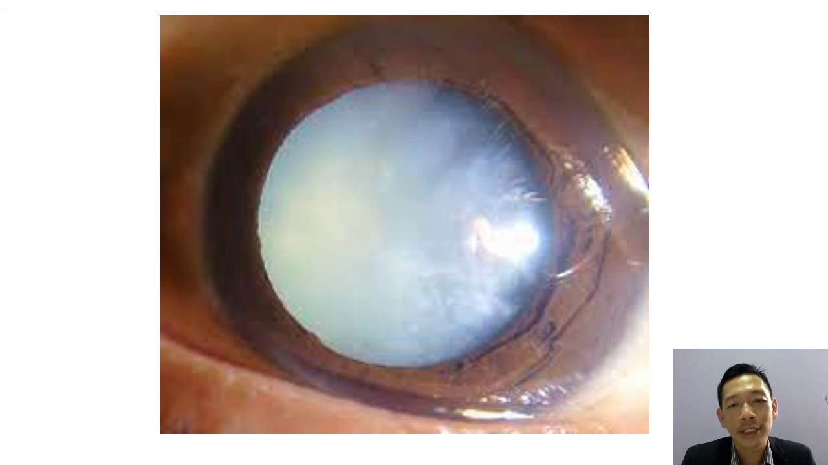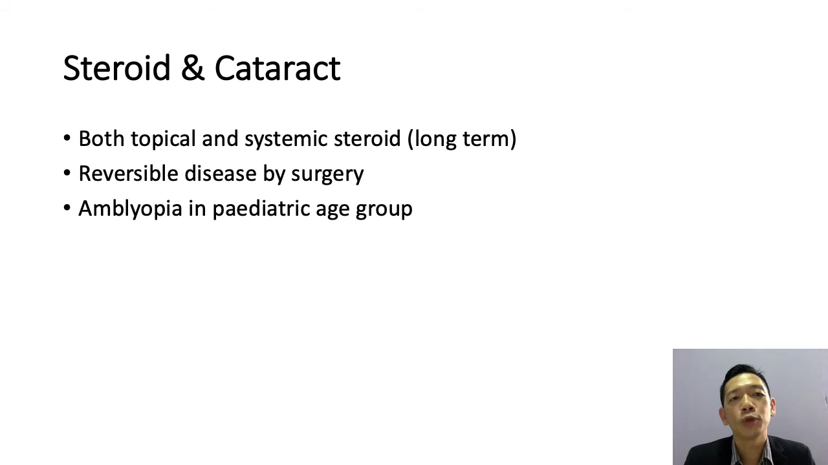So the next well-known side effect of topical steroid that we are going to talk about is cataract. Compared to the complication we mentioned earlier, glaucoma, the development of cataract from the use of steroid can be due to both topical and systemic steroid. And compared to glaucoma, which is an irreversible damage when it hits the optic nerve, cataract is always a reversible disease by surgery.